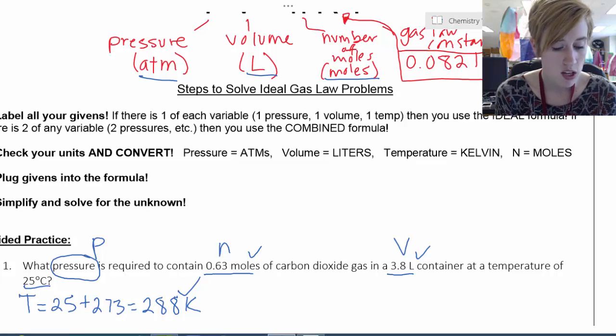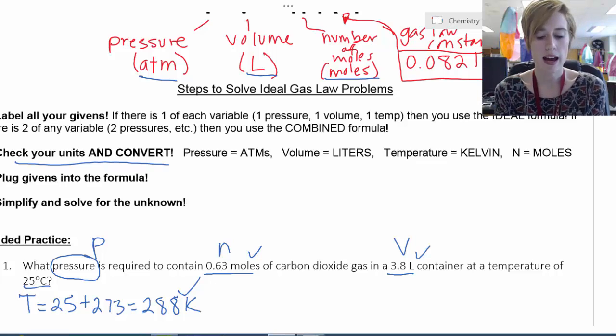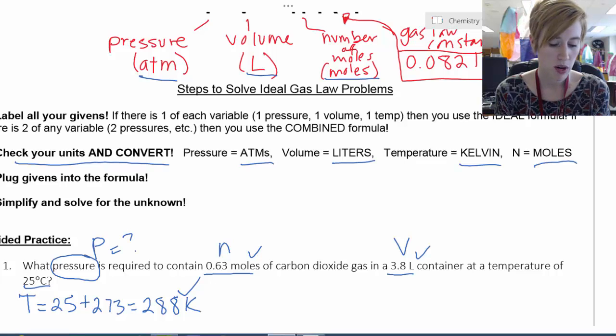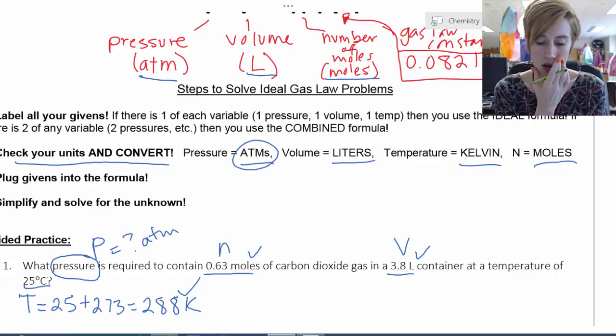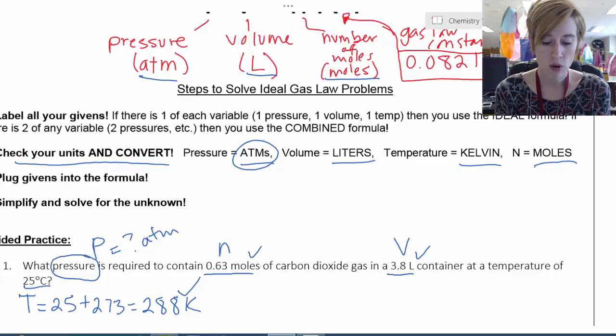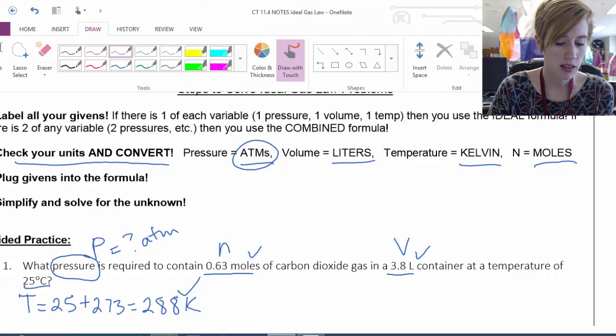So here's my step: check your units and convert. I kind of already did that. Pressure, remember, has to be in ATMs, volume in liters, temperature in Kelvin, and N has to be in moles. So everything is right. I'm looking for my pressure, and it's going to be in ATMs here. And remember, we're always given R. We're always given R.